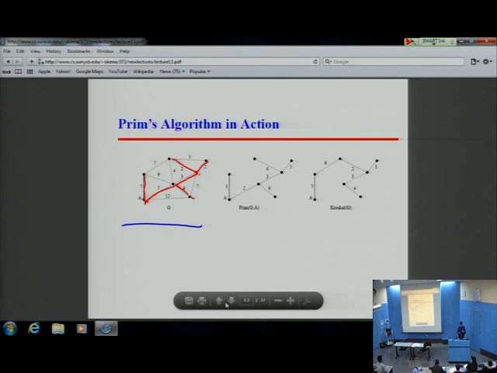So next class we're going to look at this and figure out why it is that this gives us the optimal tree. Thanks for your attention. Talk to you guys then.